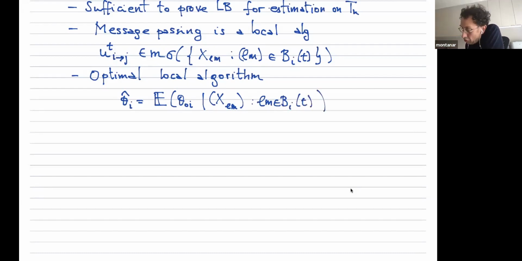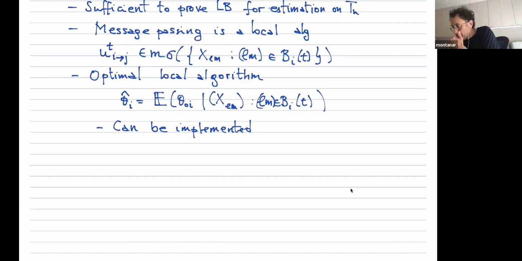right? So there exists such a local algorithm, right? You just compute the posterior expectation with respect to everything that is in the final ball. Okay, so this is a lower bound, and turns out that this can be implemented at least for large n as a message passing algorithm in the sense that I described before.